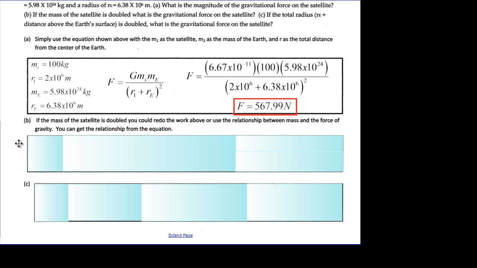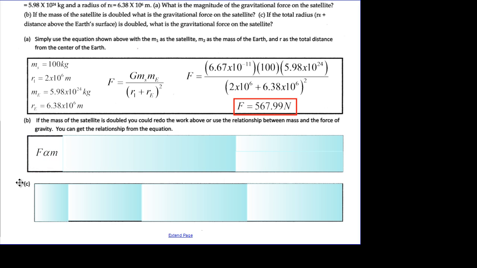So part B. If the mass of the satellite is doubled, you could redo the work above or use the relationship between the mass and the force of gravity. So instead of typing all this information in again, writing it all out again, and putting in 200, entering all of it in your calculator again, it's easier just to look at the relationship.